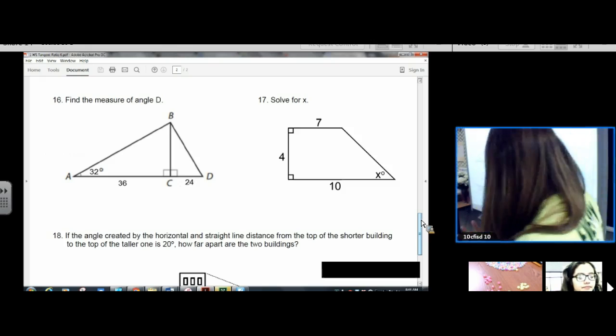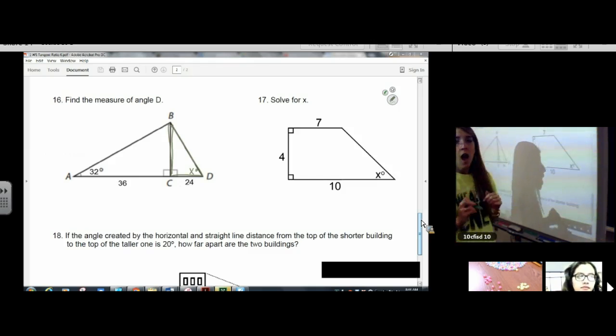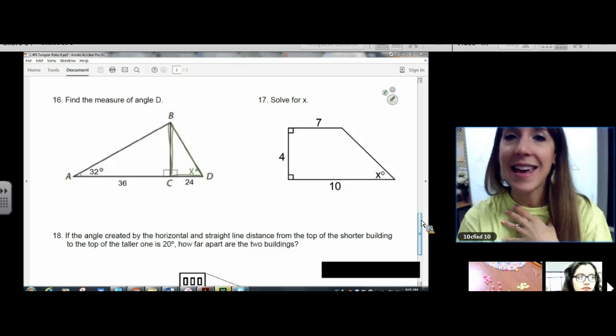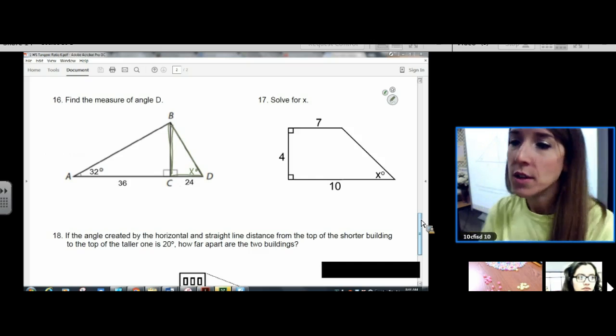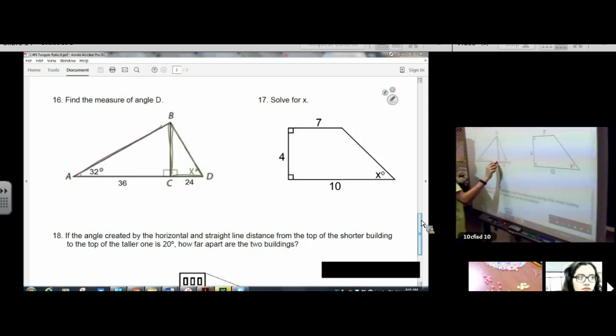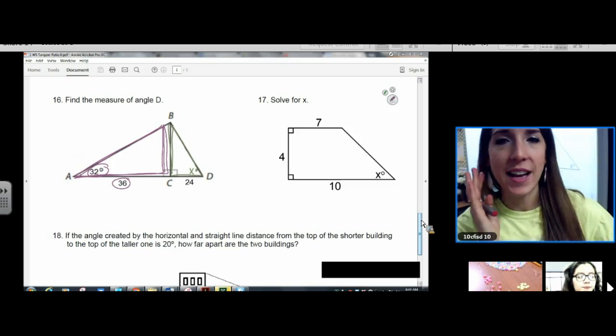Now, if I look at triangle BCD, I'm trying to find angle D. I don't have 2 things. I have 24, and that's all I have. I can't do trig with simply a side length. It's not enough information. So I'm going to look over at this triangle, triangle ABC. In this triangle, I have 2 things. I can do trigonometry and find out everything I want to about the pink triangle.